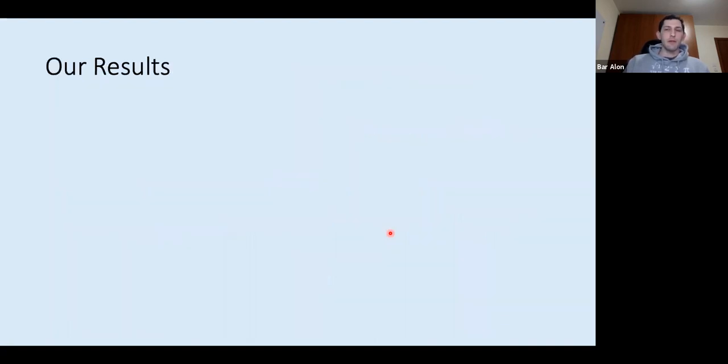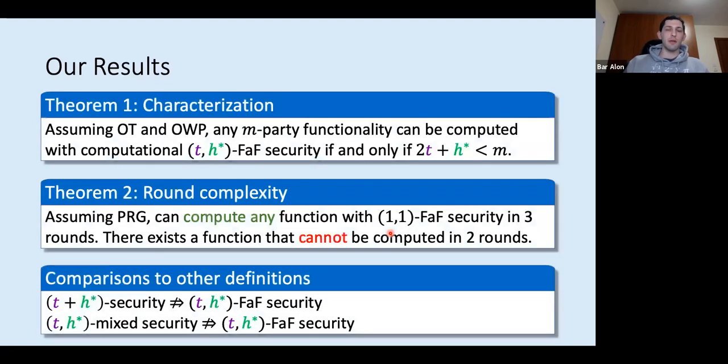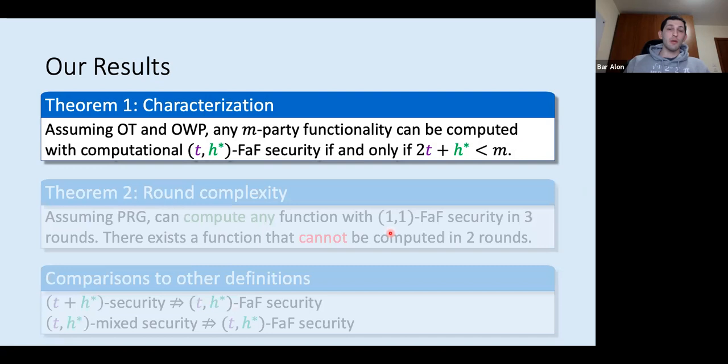Okay, so let me give you a recap of our results. We gave a characterization, we talked about round complexity, and we also gave a comparison to classical security definitions. With the time I have left, I want to talk about the characterization. What I'm going to show you is that under standard assumptions, any M-party functionality can be computed with (T, H*) security if and only if 2T plus H* is strictly smaller than the number of parties.